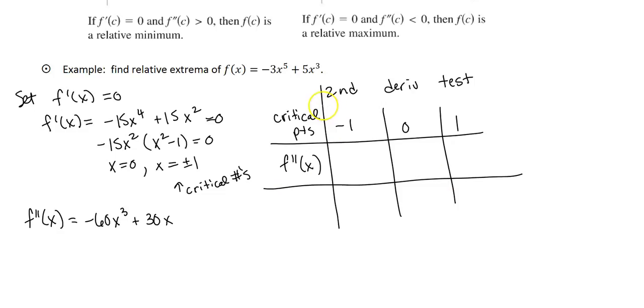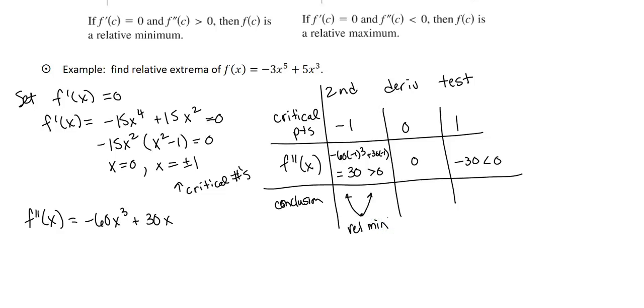So this one would be negative 60 times negative 1 cubed plus 30 times negative 1, which actually gives me 30, so that's greater than 0. Here I would get negative 60 times 0 plus 30 times 0, so this one gives me 0. And for this one I would end up getting negative 30, which is less than 0. So my conclusion for this one, because f double prime of x is greater than 0, I am concave upward, so that means that I have a relative minimum.